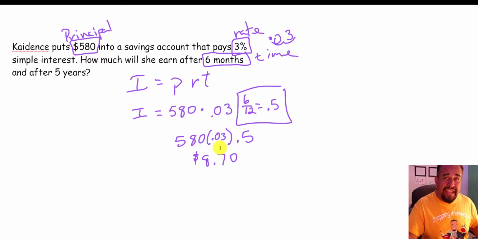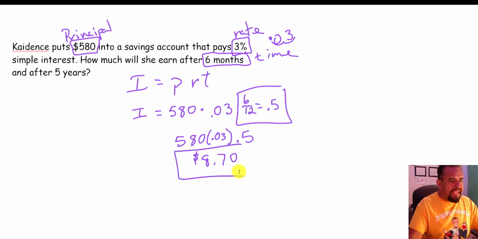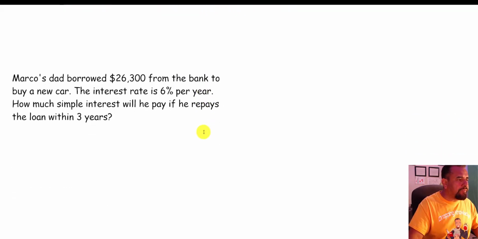If they were asking what is the total that she'll have in her savings account, well then I would just have to add the 580 to the 8.70, and that would be my total amount, which is $588.70. Does that make sense? But the most important thing is how to find the interest that she'll be earning, right? It's that simple. So let's give it another shot right here.